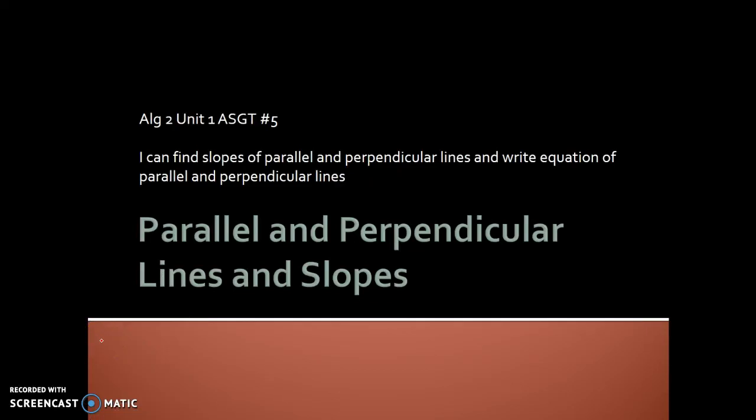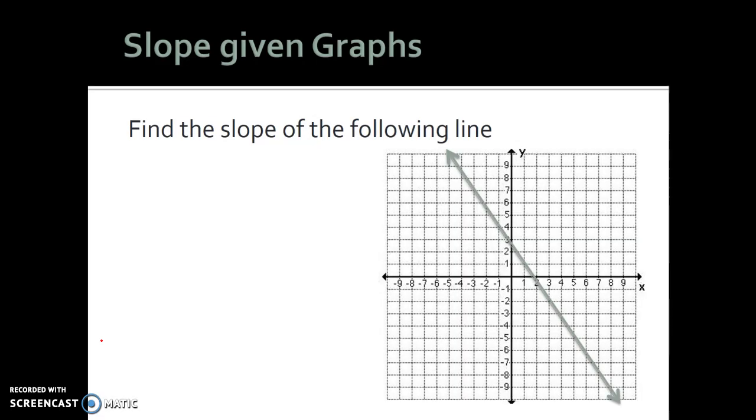All right, so today we're going to be doing assignment number 5, and it's all about parallel and perpendicular lines and slopes. This is something that you also did in Algebra 1. You reviewed it in geometry. We're just talking about it one more time here in Algebra 2 to make sure that we understand the relationship between parallel and perpendicular lines and their slopes and how to write equations of parallel and perpendicular lines. Let's go ahead and get started.